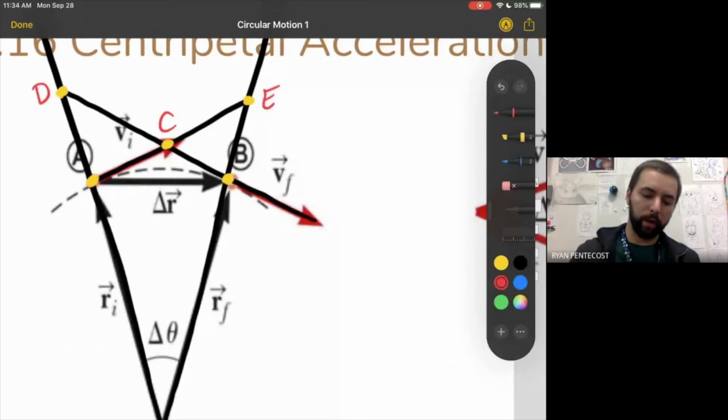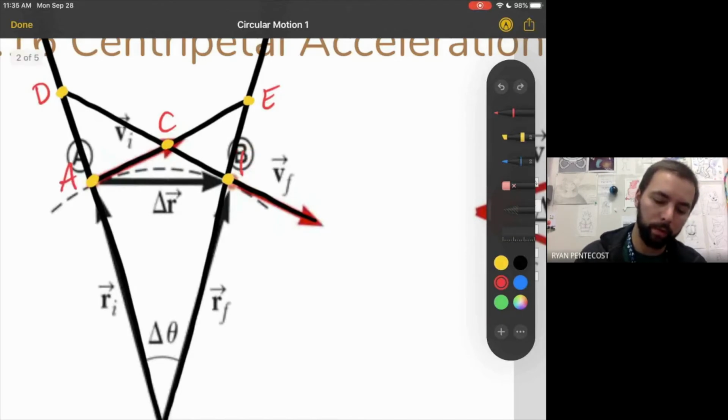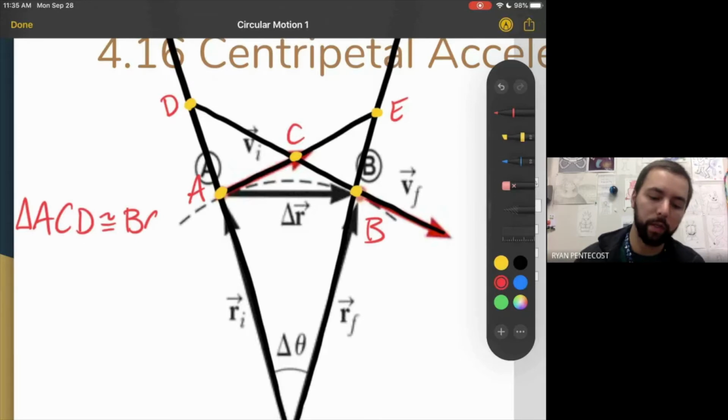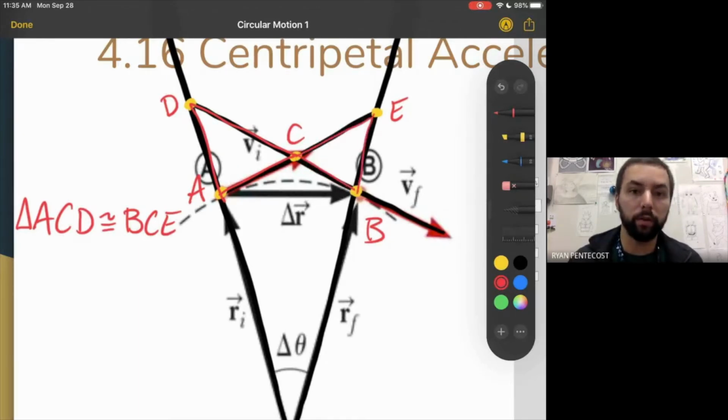If we look at these triangles, here I'll write A and B just for good measure. I won't write it over the other B though. Let's say that the triangle ACD is congruent to triangle BCE. That means that ACD is congruent to BCE. I'll draw that a little bit better. There we go. So those triangles are congruent.